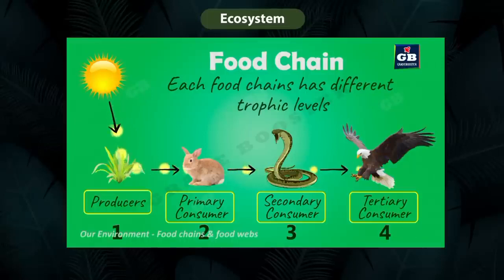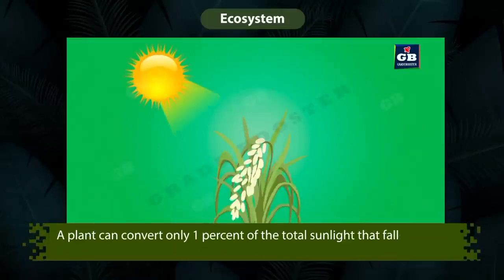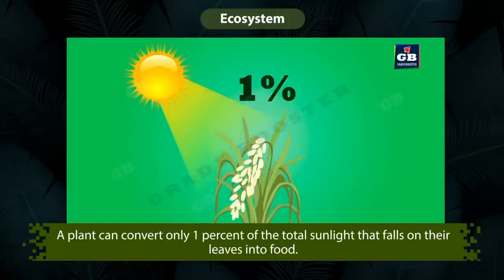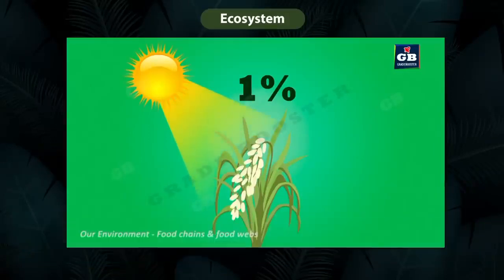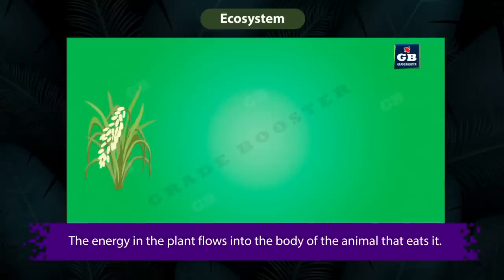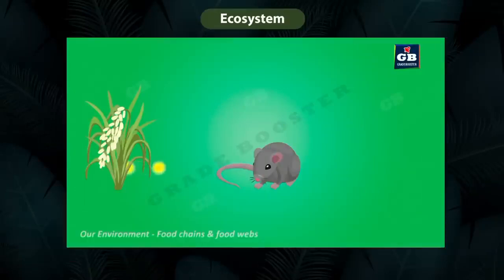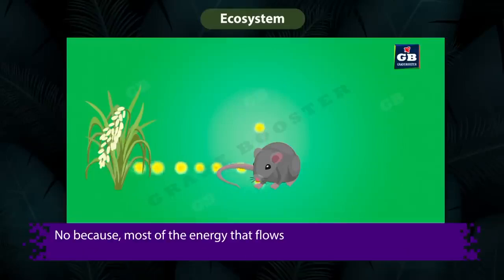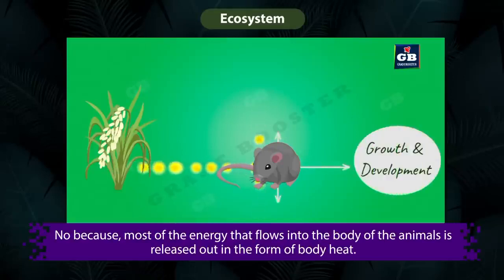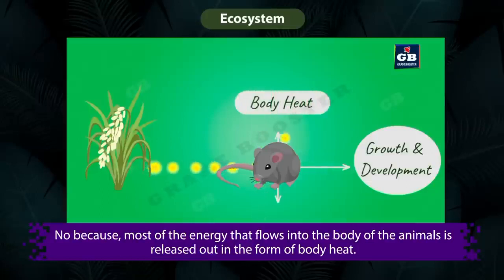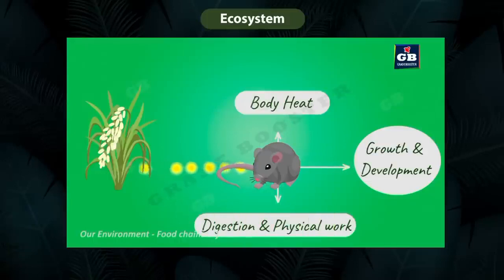Now, let us learn some more important points about the flow of energy in a food chain. A plant can convert only 1% of the total sunlight that falls on its leaves into food. The energy in the plant flows into the body of the animal that eats it. Can the animals use the whole energy that is obtained from the plants to build their bodies? No, because most of the energy that flows into the body of the animals is released out in the form of body heat. Some energy is used for digestion and for other physical activities. Only the remaining energy is converted into the body tissues of that animal.